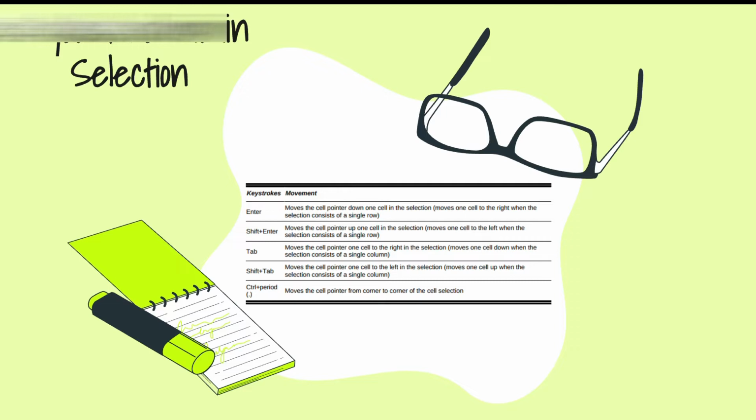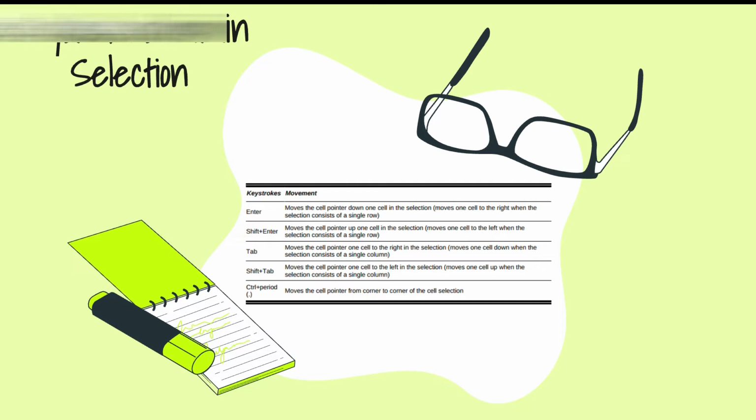Then if you click Shift Enter, by default you will be pointing to the top left of your selection. So the top left cell of your selection will be highlighted. If you click Shift Enter, it will move the cell pointer up or down based on your needs.